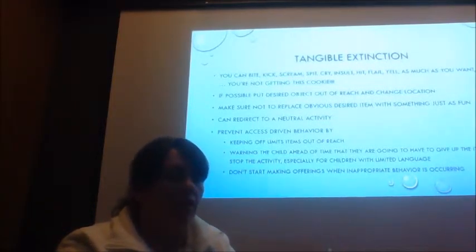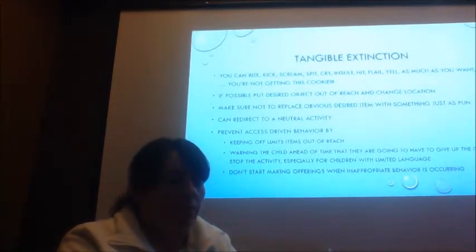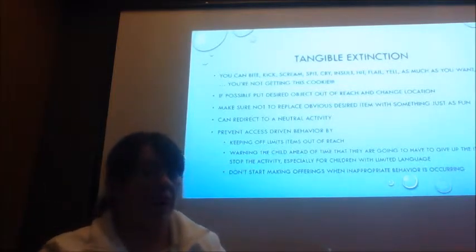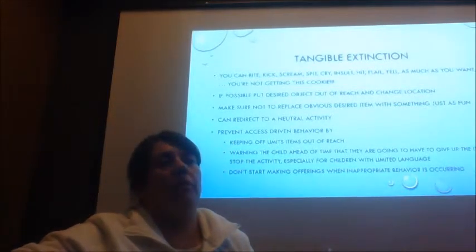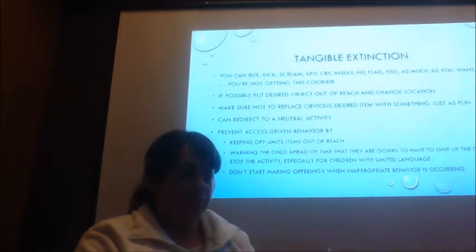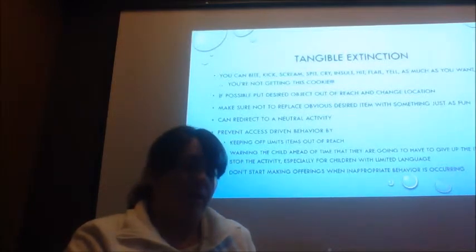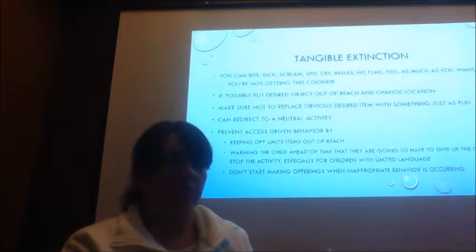And then there are a lot of things that you can do preventatively, which we'll go into more detail about later. You can keep off-limits items out of reach, just generally keep them up, keep them to the side, or prevent access, so that you don't get them continually trying to access the behavior and being so tempted because it's right there. You can use countdowns to let them know that the time to give up the item is coming. And then I talked about this already, but you don't want to start making offerings when the inappropriate behavior is occurring.